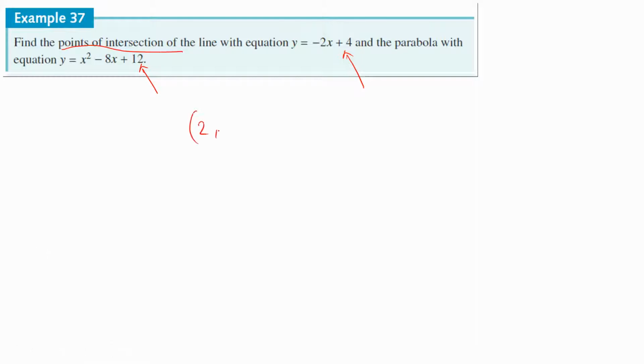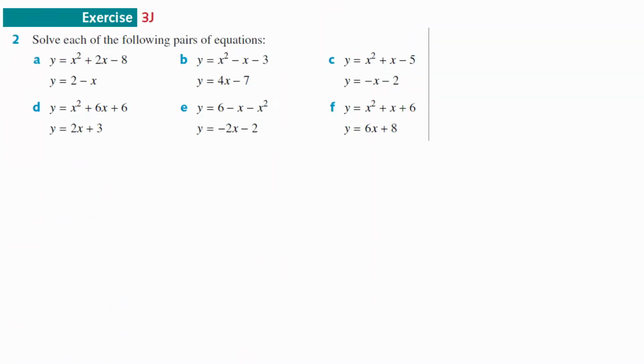And I had (2, 0) and (4, -4). Okay. Let's actually move on to exercise question 2. I want you to do that.